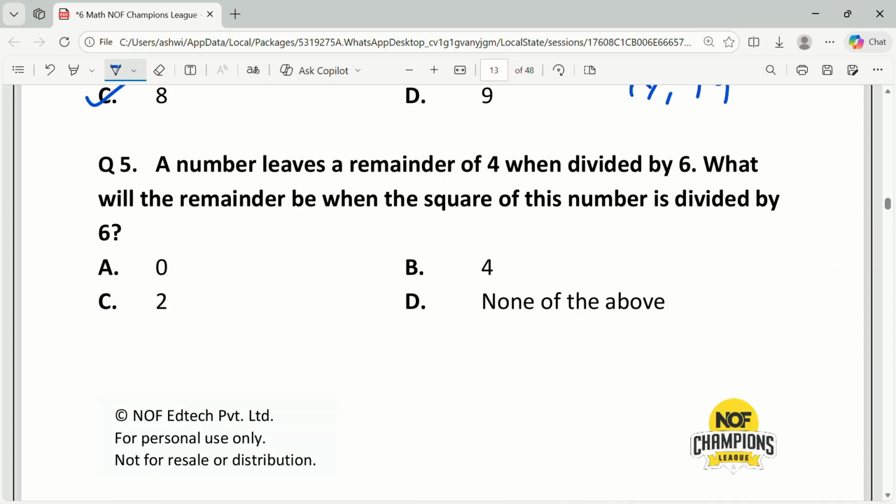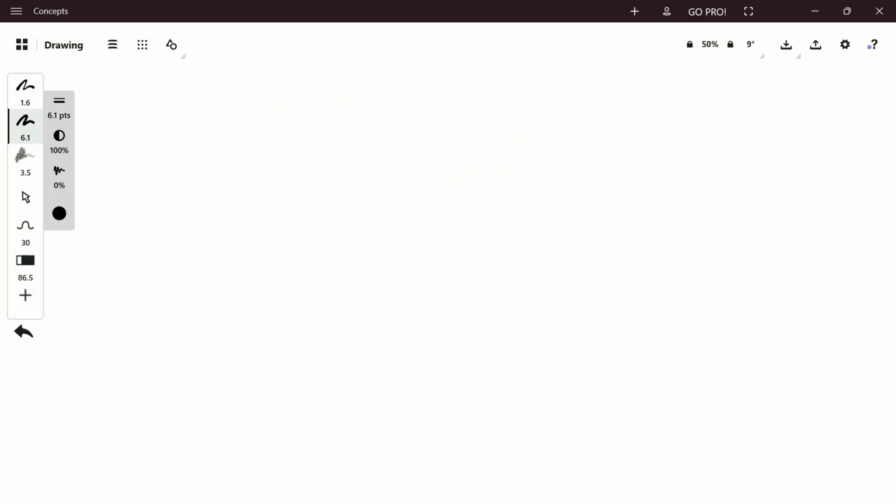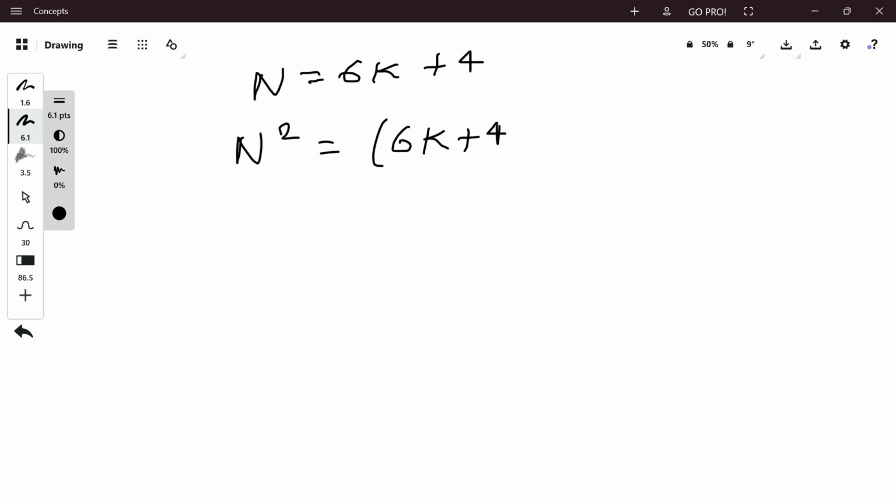A number leaves a remainder of 4 when divided by 6. What will the remainder be when the square of this number is divided by 6? Let the number be n. Given that n leaves a remainder of 4 when divided by 6, it can be written as n is equal to 6k plus 4 for some integer k. The square of the number is n square equal to (6k plus 4) whole squared.